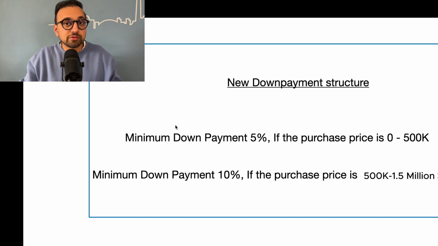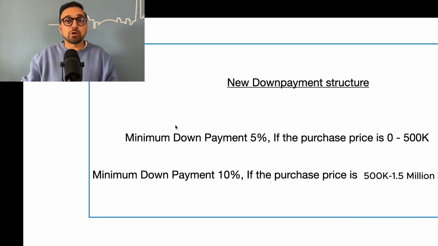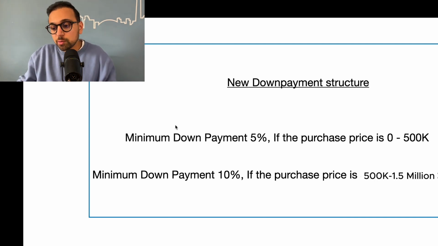If you're buying a property within the price point of $0 to $500,000, the minimum down payment required is 5%. And if you're buying a property of more than $500,000 up to $1.5 million, then the minimum down payment required is 10%. So let me quickly run an example for you.